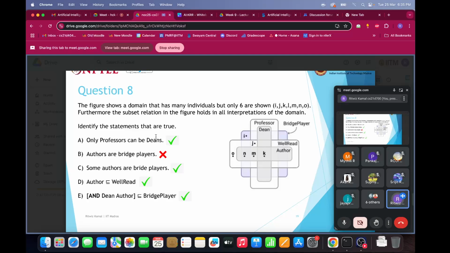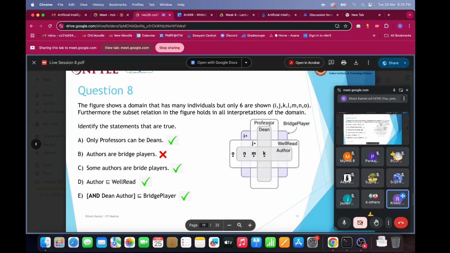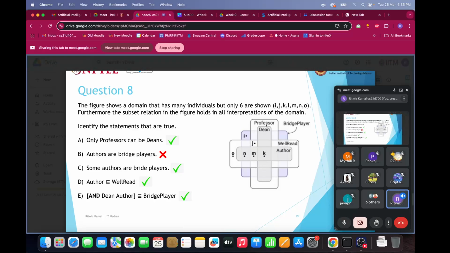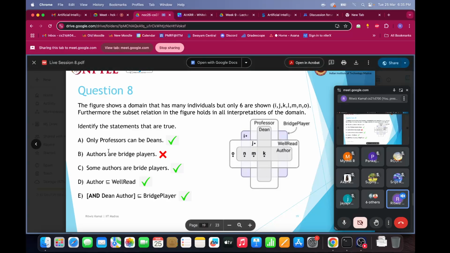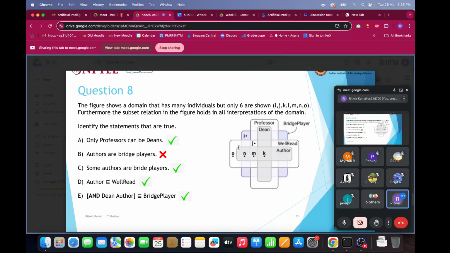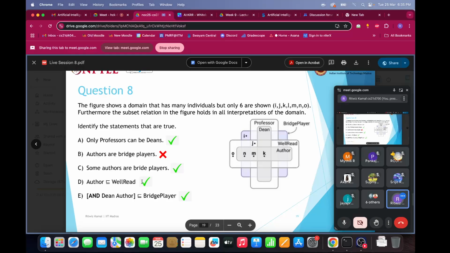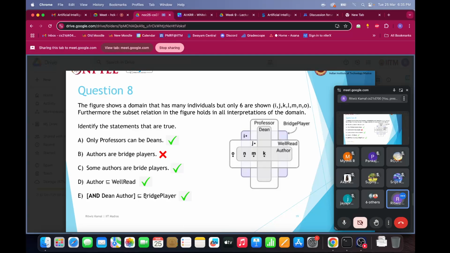So the first is only professors can be deans, which is true because the set of professors is bigger than the set of deans and it covers all of the individuals in the set of deans. Okay. Authors are bridge players. This is incorrect because of this small part of the set of authors that extends beyond the set of bridge players on the left and right hand side of the set of bridge players. Okay, the part that I am just showing by my cursor over here, this part and this part. Okay, some authors are bridge players, that is true. Authors is a subset of well read, that is also true. And then the last option we just discussed, so that explains all of it.